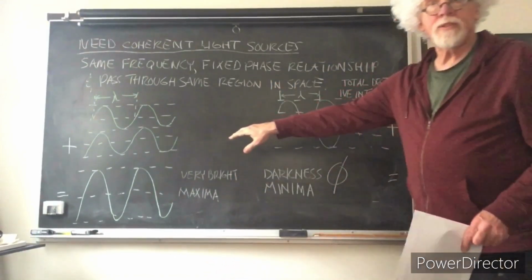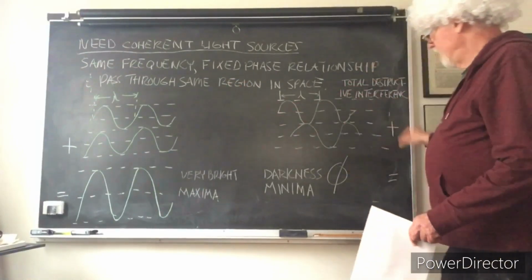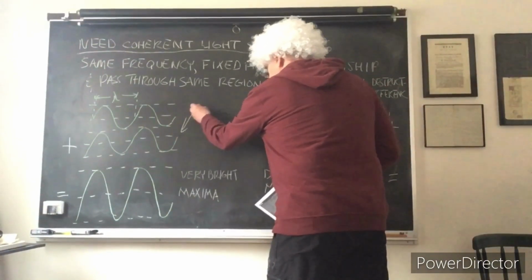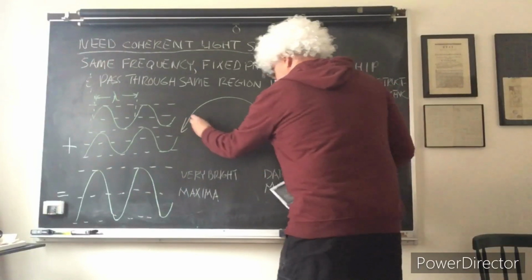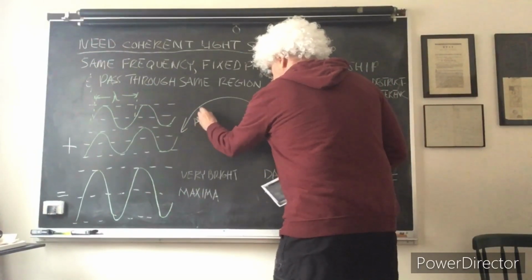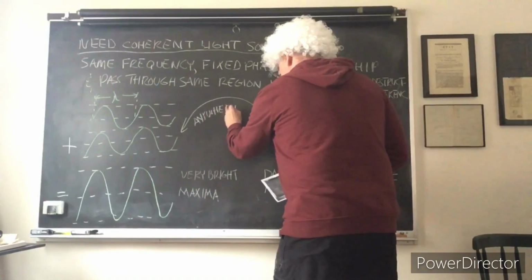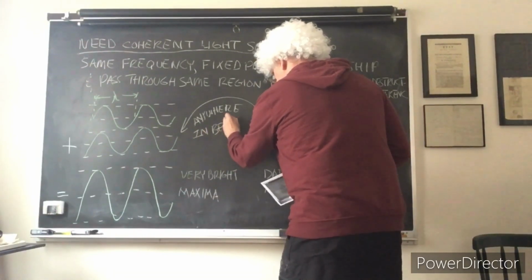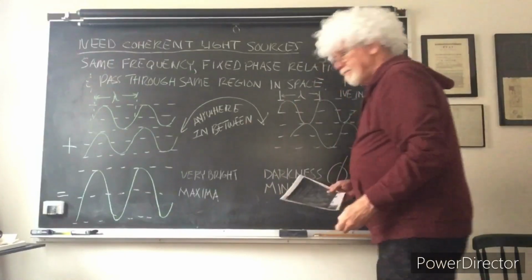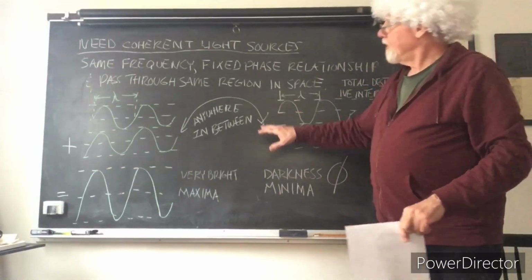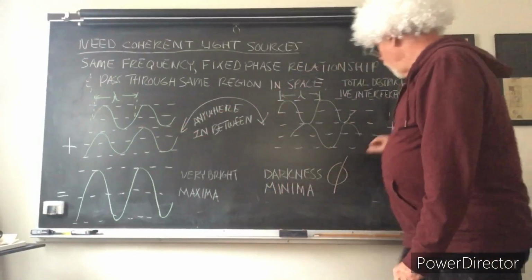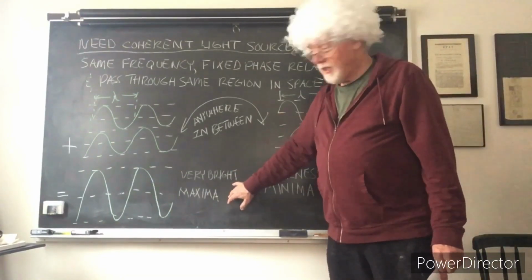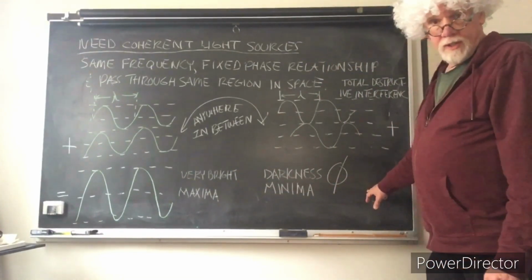Now, these are the two extremes, total constructive, total destructive, and then anywhere in between, where they add up, but they're not completely constructive or completely destructive. So there's light, but it's not as bright as this, nor is it total darkness.